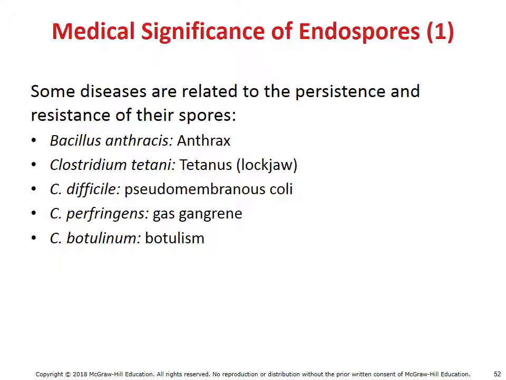So why does this really matter? Well, unfortunately for us, there are significant numbers of pathogens that actually have endospores. And again, they come from the two genera, Bacillus and Clostridium. So again, things like Bacillus anthracis, which causes anthrax. Clostridium tetani, which causes tetanus. Clostridium difficile, which causes pseudomembranous colitis, which many people just call C. diff. We see Clostridium perfringens that cause gas gangrene, and then Clostridium botulinum that causes botulism. The reality is endospore-forming bacteria are incredibly dangerous and cause significant disease.